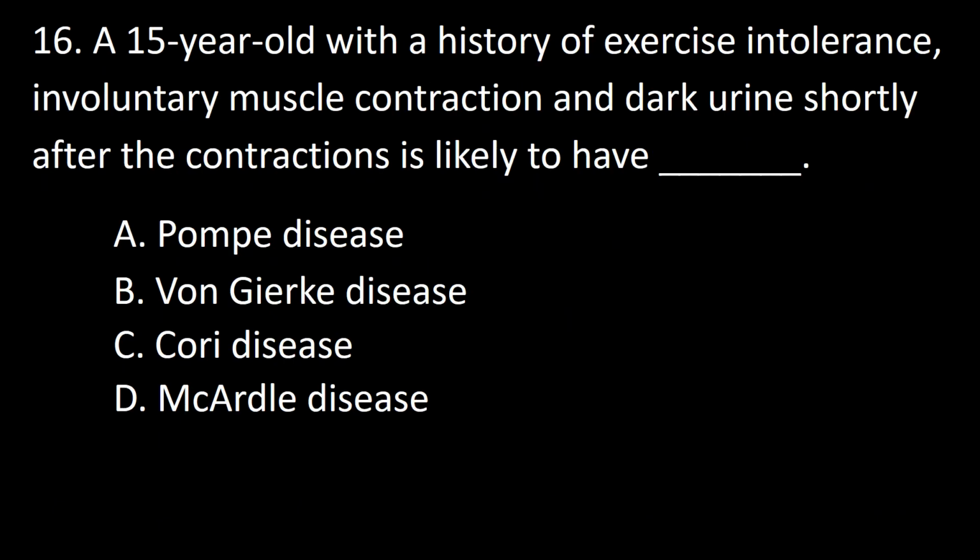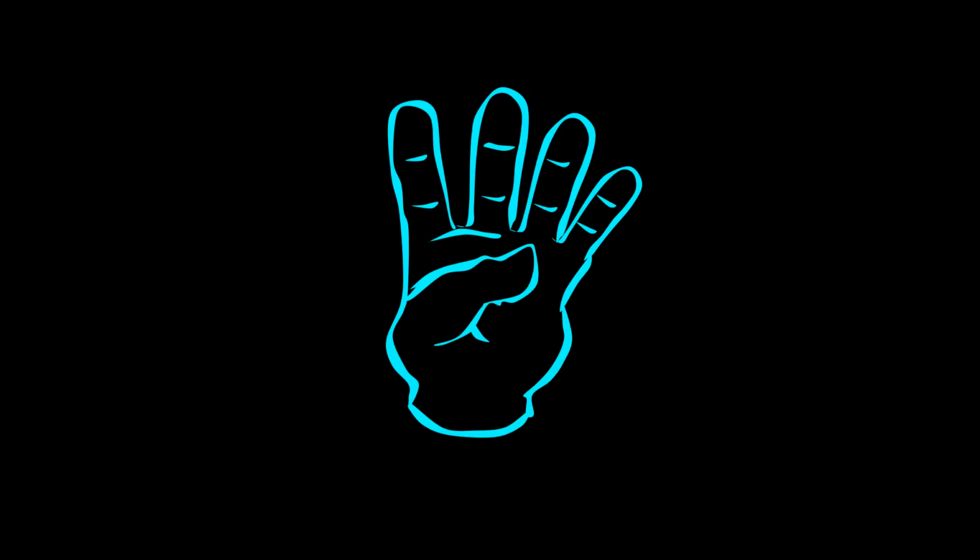Next question. A 15-year-old with a history of exercise intolerance, involuntary muscle contractions, and dark urine shortly after the contractions is likely to have A. Pompe disease, B. von Gierke disease, C. Cori disease, D. McArdle's disease. This question touches on 4 conditions.